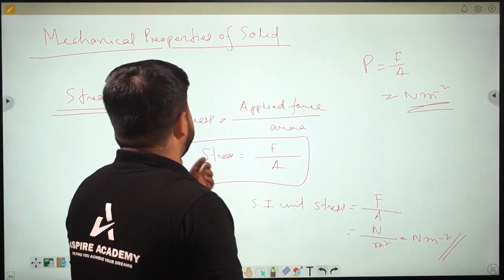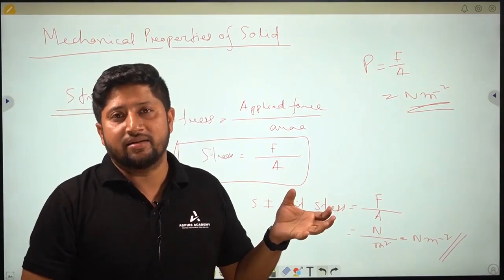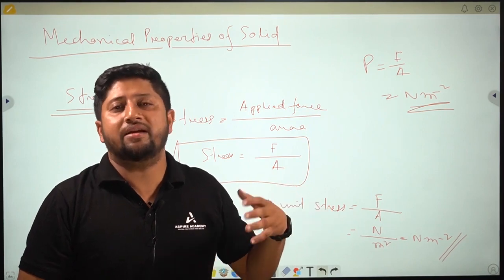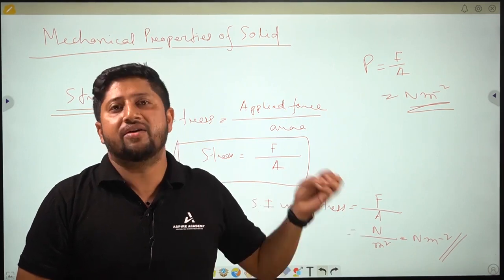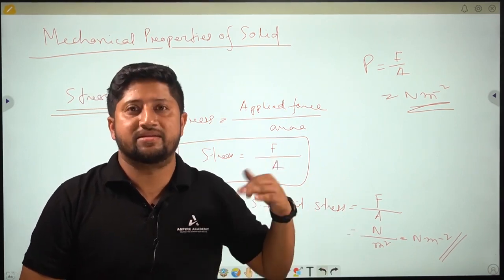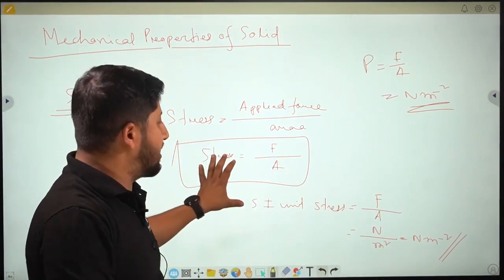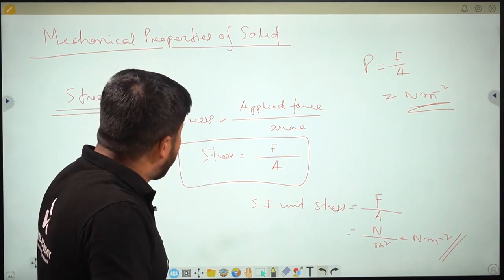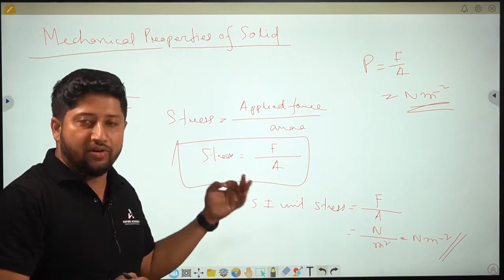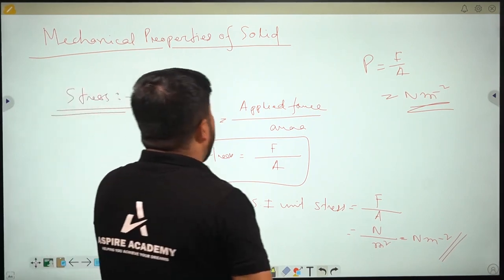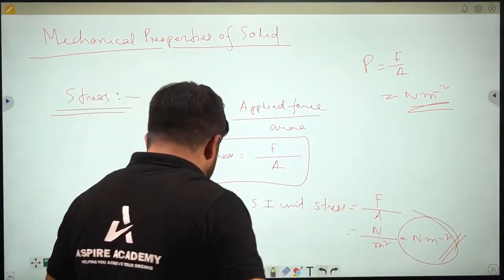So what is the basic difference between stress and pressure? If we apply some pressure on an object, it need not be deformed. If we apply stress on a body, it can change its shape and size. This is the difference between pressure and stress. This is a very, very important topic. So stress means applied force per unit area, or force by area. Its unit is Newton per meter square.